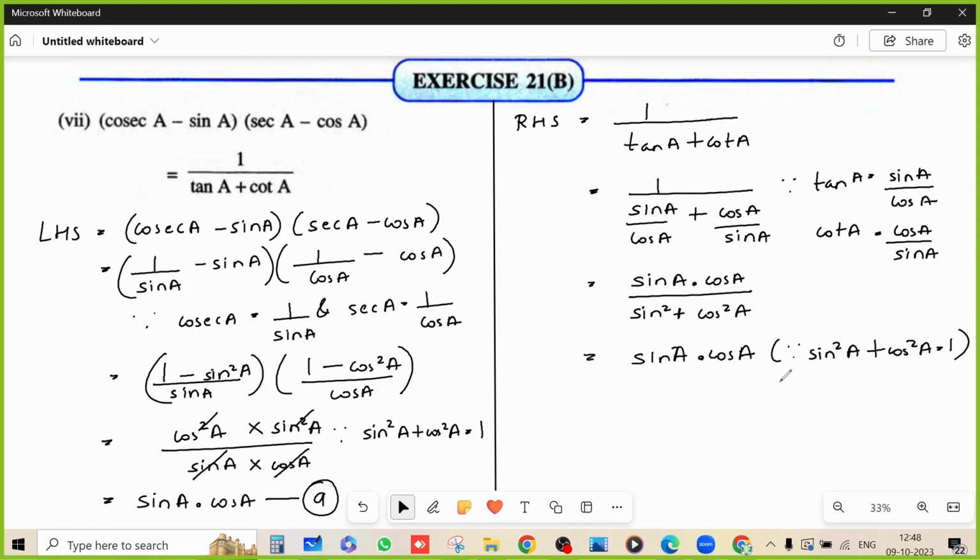Now this we are going to consider as b. Now you can see that the LHS was also equal to sin A into cos A, and the RHS is also equal to sin A into cos A, which means that the LHS is equal to RHS, which we are concluding from a and b. Therefore, we have proved that (cosec A minus sin A) into (sec A minus cos A) is equal to 1 divided by (tan A plus cot A). So, this is proved.